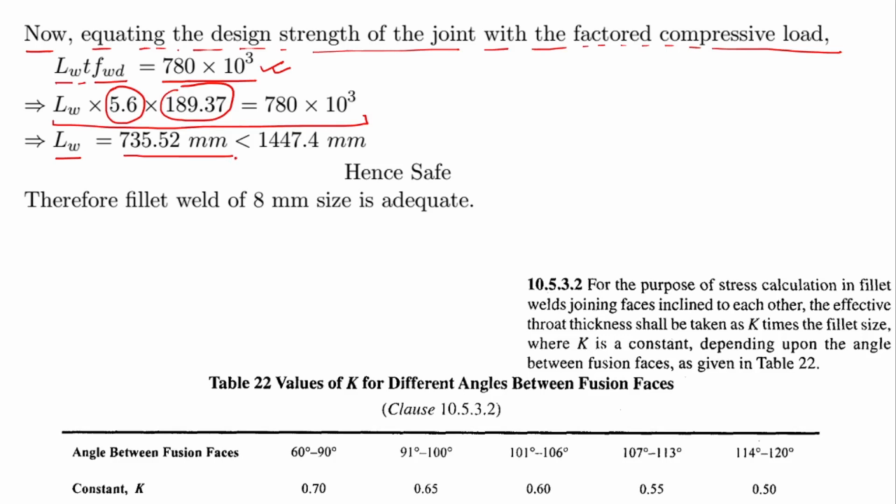735.52 mm, and it is less than the available length of the weld, which is 1447.4 mm. As the required length is less than the available length of the weld, hence our design is safe. Therefore a fillet weld of 8 mm size is adequate to resist the compressive load of 780 kilonewton.